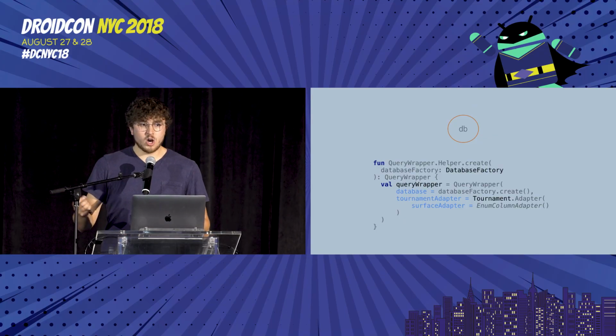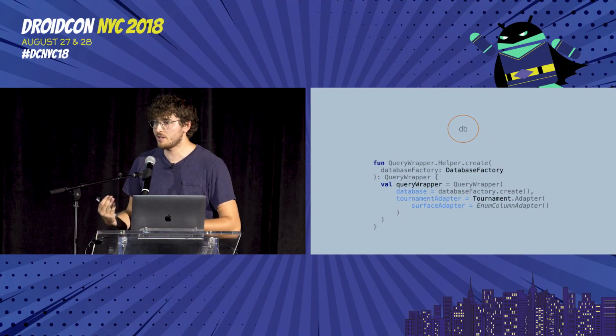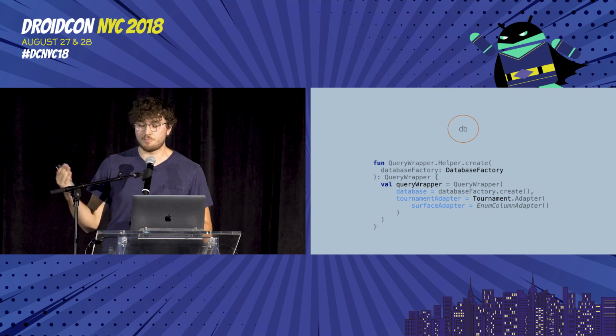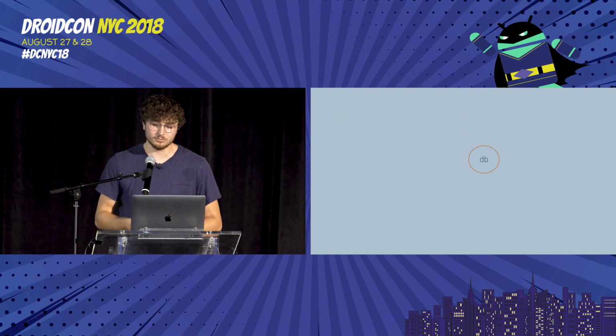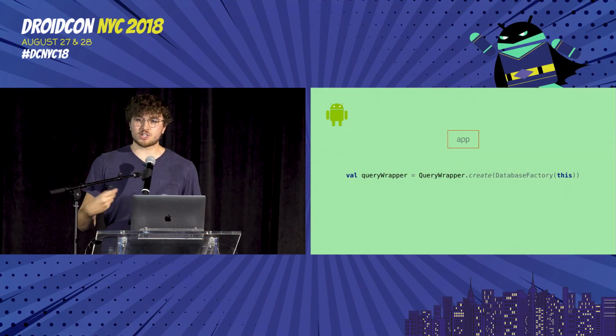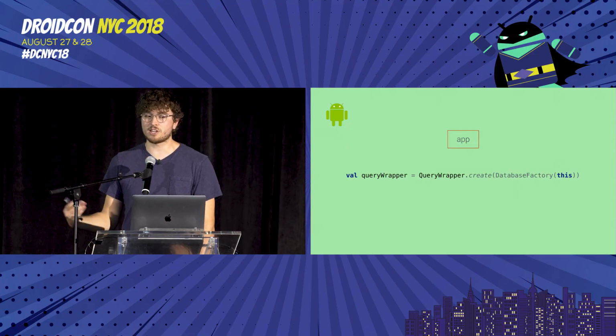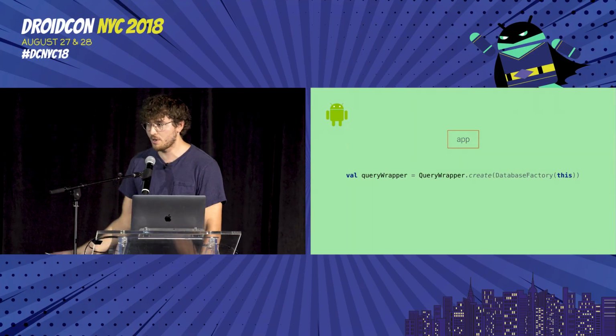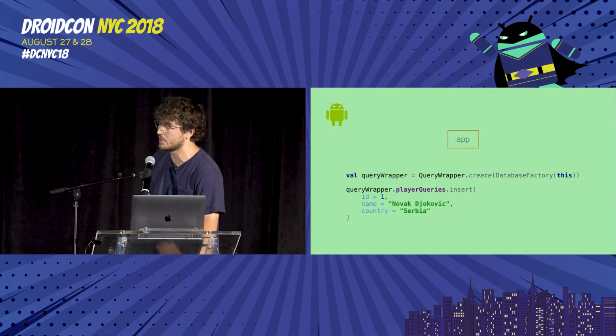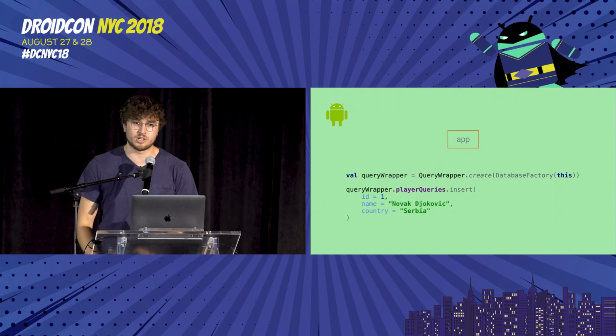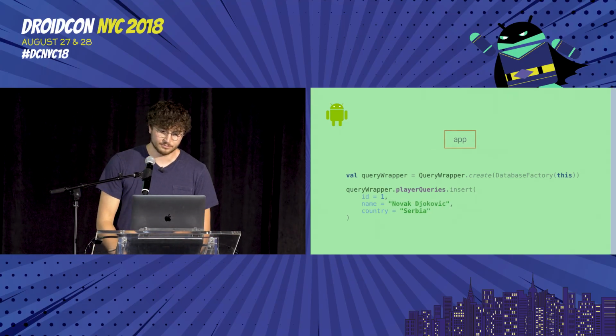Now from the common code, we can start to actually work with these things that we expected. So in order to create the data access object query wrapper, we can depend on that database factory, which was an expected class. And then from our actual app module, we can start working with common code that we wrote. So here we create the query wrapper, and then we can start using it. So in this case, we're inserting Novak Djokovic into the database.